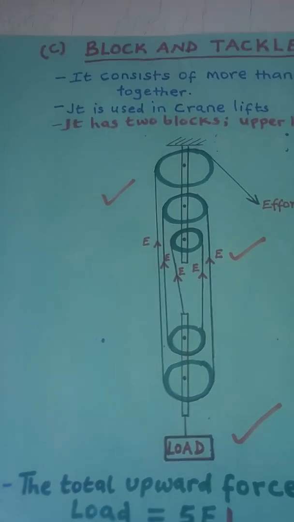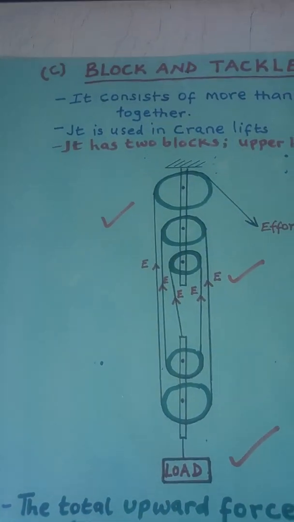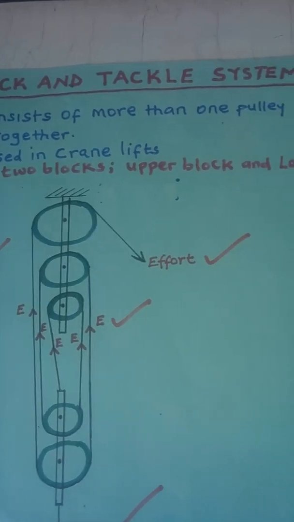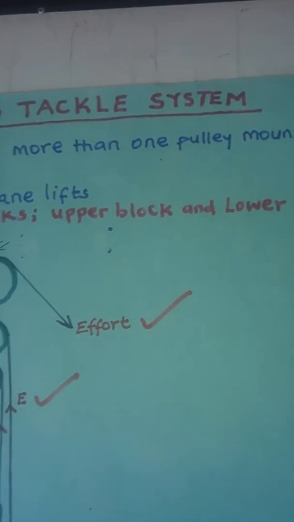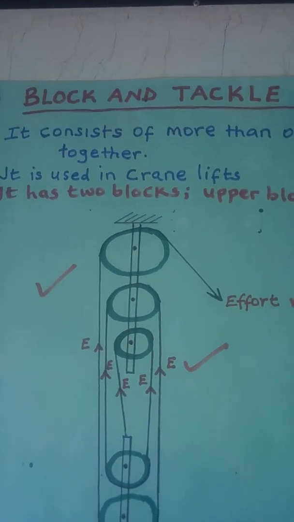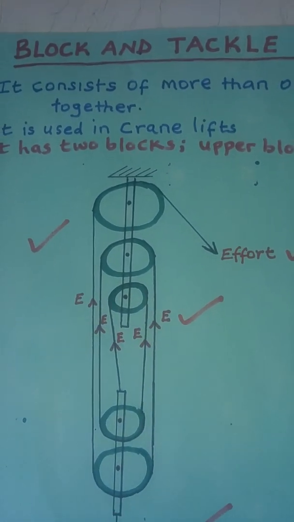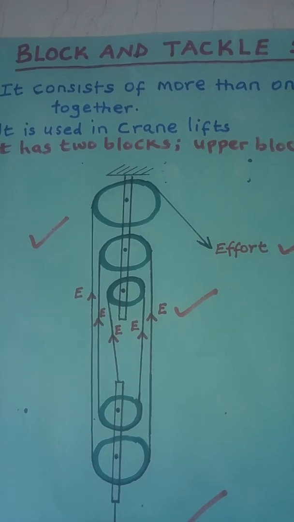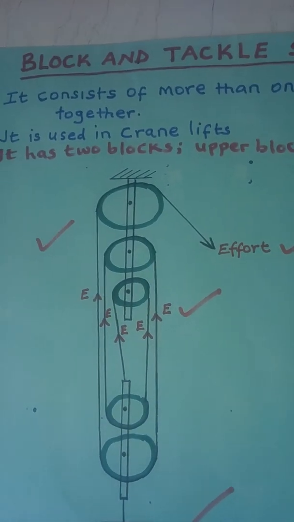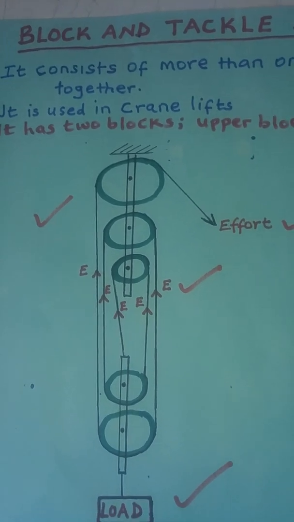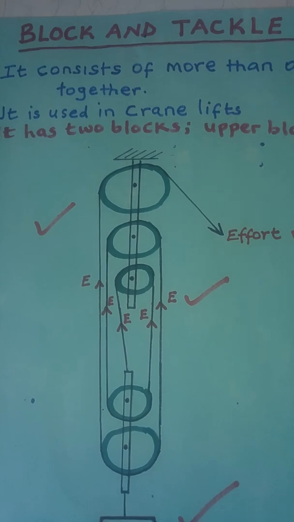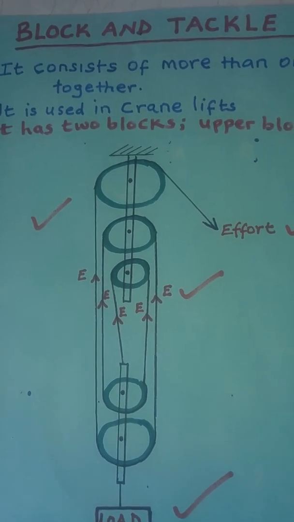So in our statement, we are saying here in the first sentence that a block and tackle system consists of more than one pulley mounted together. You see, very many pulleys, more than one, put together. Now, a block and tackle system is always very suitable for crane lifts, for lifting those heavy loads. You know, why do you think this one is suitable for that? Because it has very many pulleys.